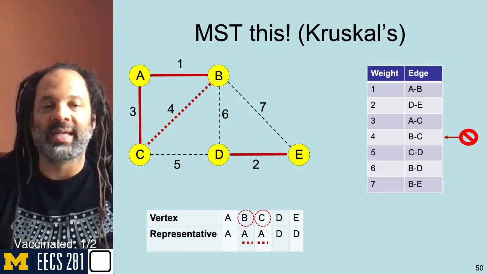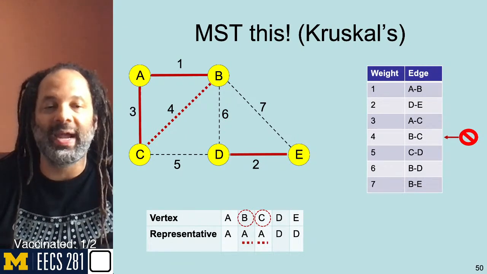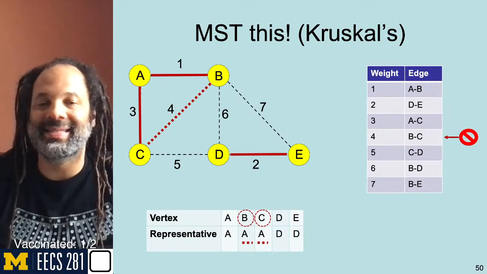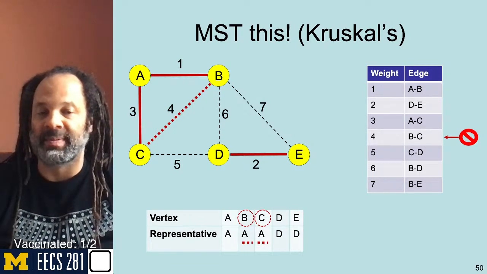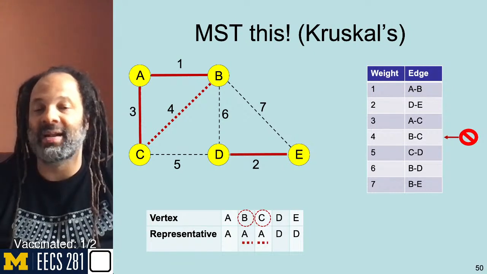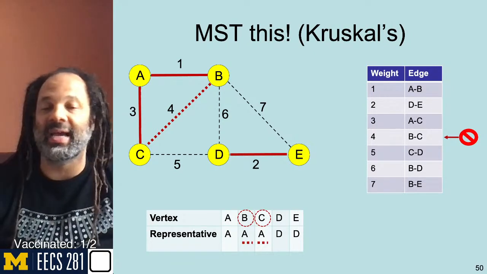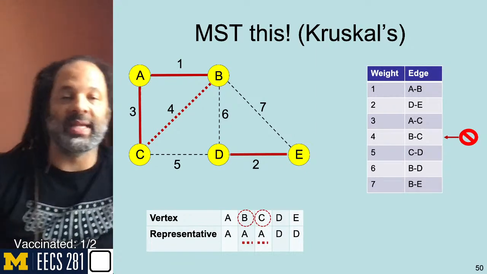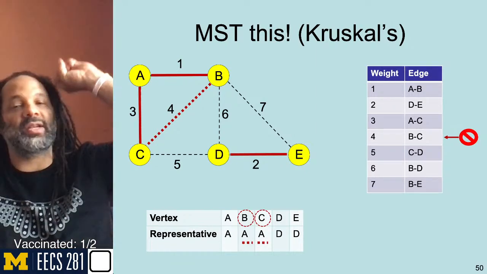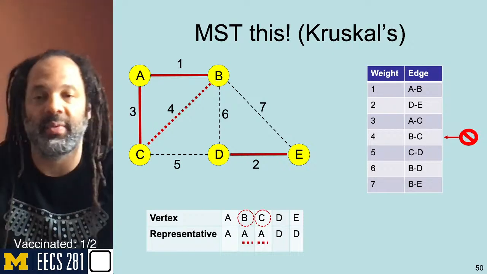The next edge that comes out of my sorted collection of edges is the 4-weight edge. That's the one that connects B and C. B's representative is A, C's representative is A. They have the same representative. I can't add that edge without creating a cycle. I have no need to add that edge because they're already connected, because they have the same representative. So I take that BC edge and throw it away.